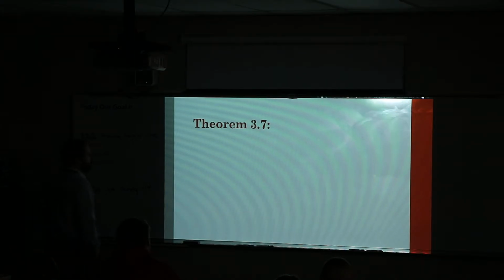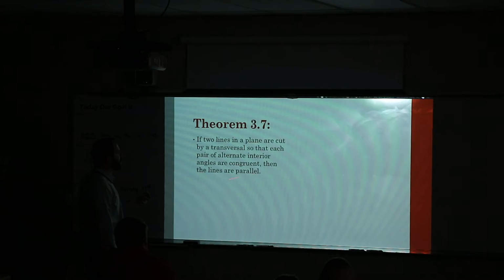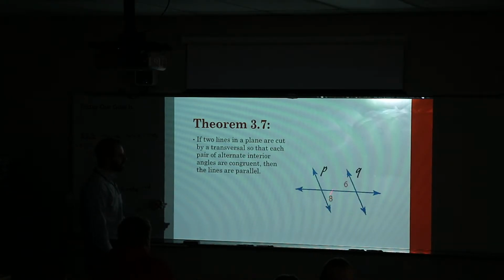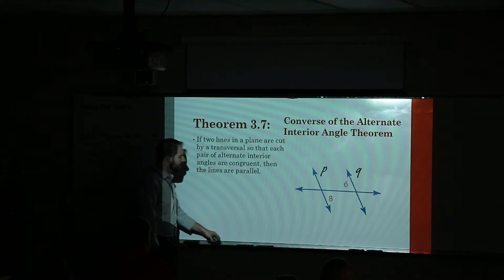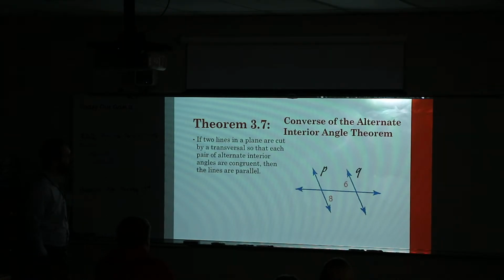Okay, all right. I believe this is the one we ended with on Thursday, correct? 3-7? Yeah. Did we write it all the way down? Yeah. Okay, perfect. So here's what it said. Two lines in a plane are cut with a transversal, so the alternate interior are the same. Then the lines are parallel. So we're talking about alternate interior. So here's your picture. These are alternate interior. If these are equal, then the lines are parallel. And what we talked about on Thursday is that it's called the converse of the alternate interior angle theorem. This is a converse of one we've had previously, but this is the last one we ended with on Friday.